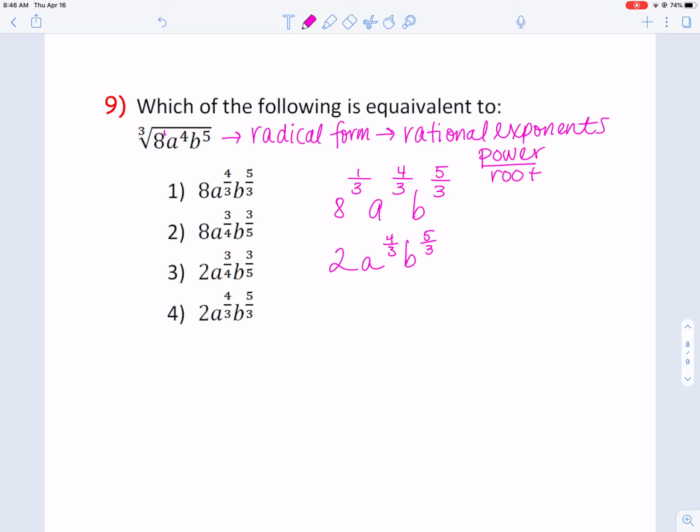Lucy's right here. Okay, so 2, a to the 4/3, b to the 5/3. Here's your answer right here. Okay, love you guys, miss you guys. I'm going to give you a little practice. This is not easy, so practice with the sheet. I'll talk to you soon.